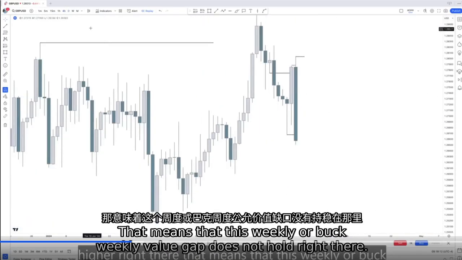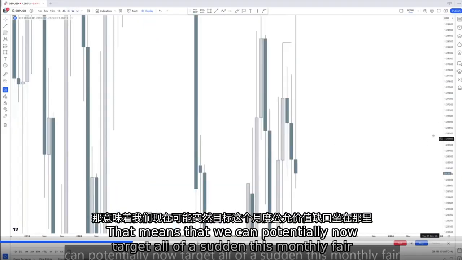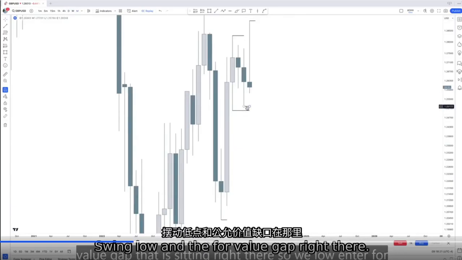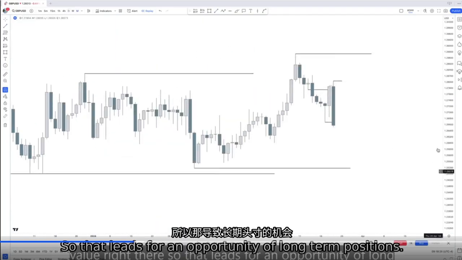That means that this weekly order block, weekly value gap does not hold right there. That means that we can potentially now target all of a sudden this monthly fair value gap that is sitting right there. Swing low, enter fair value gap right there. So that leads for an opportunity of long-term positions.